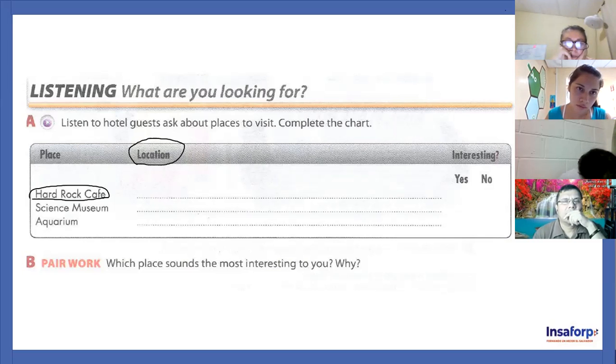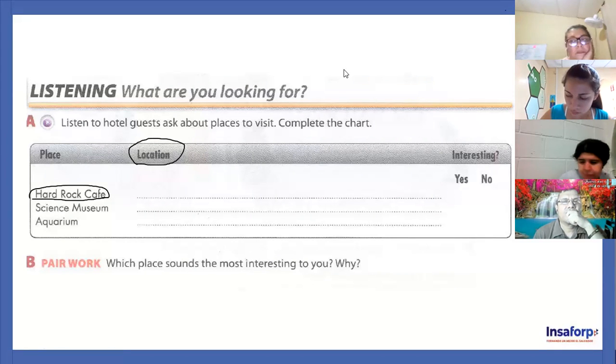Hmm. One last question. Is there an aquarium in the city? Yes, there's a very good one. It's only about 6 blocks from here. It's in the park, next to the train station. Oh, next to the train station. Yes, definitely visit the aquarium. Great. Thanks a lot. You're welcome. Have a good day.